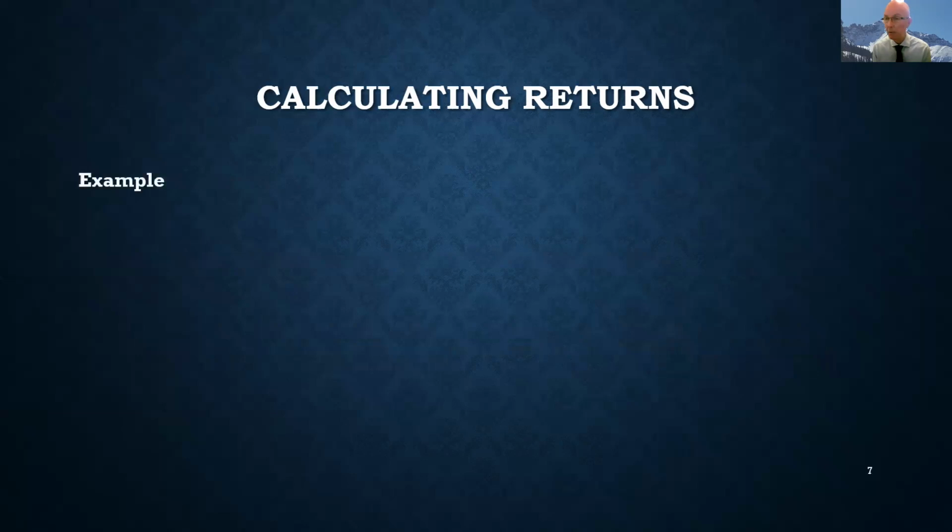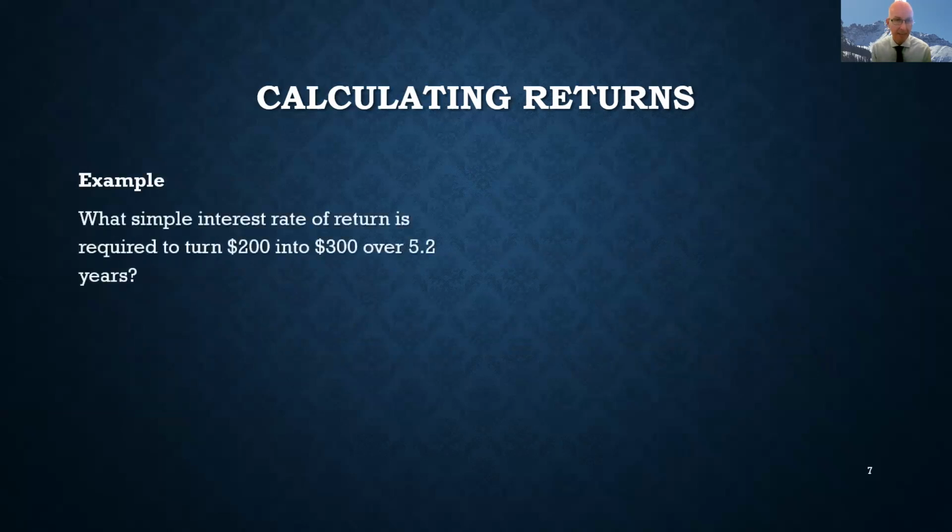Okay, so we'll do an example, shan't we? What is the simple interest rate of return required to turn $200 into $300 over 5.2 years? So what are the variables we got? Well, PV, the present value, is $200. FV, the future value that we're turning the $200 into, is $300.